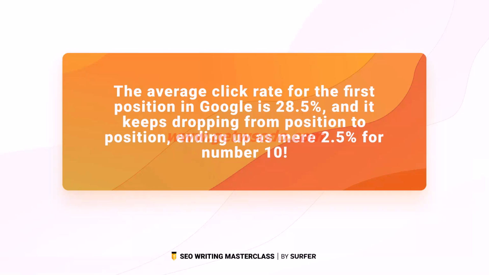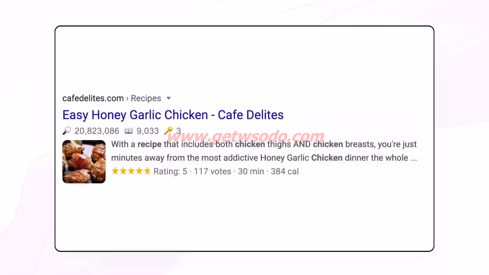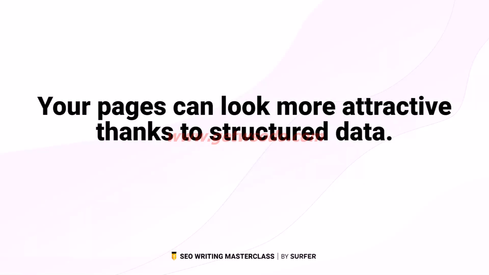But there are other ways to get a few more clicks even if you are not number 1. The mystery lies in making your links more attractive or taking over more real estate in the SERP. After all, would you rather click this or this? Your pages can look more attractive thanks to structured data. In this lesson, we'll talk about what structured data means in the SEO context, why it's important, what it might look like in the SERPs, and how to implement it.